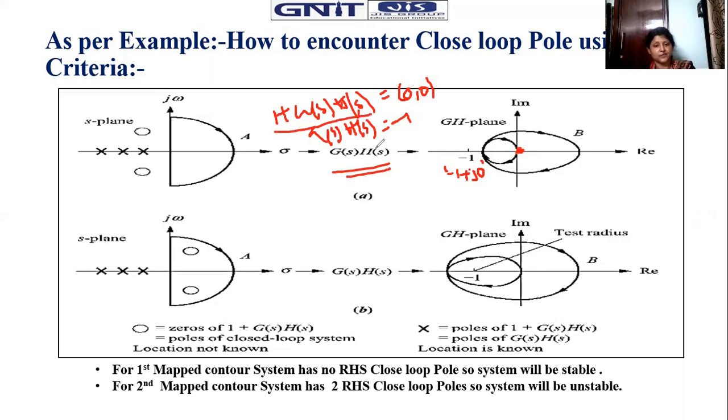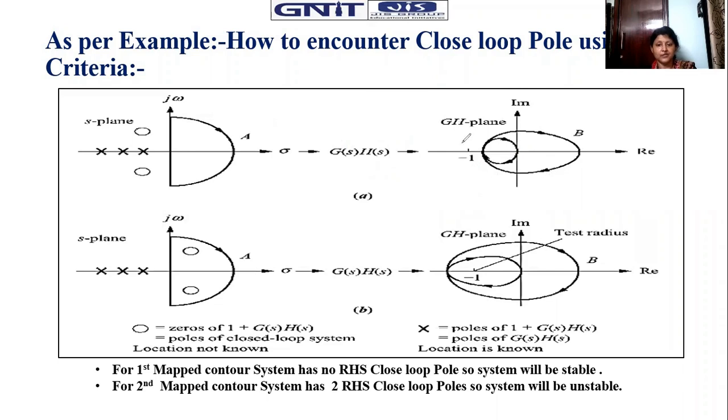Now, what will we encounter? If this is the scenario and we are getting this kind of mapped contour, we can conclude that here is minus one. See, another concept is here. What is the concept? That basically suggests we are not interested at all in the encirclement about the origin. Let's see why this important concept is coming.